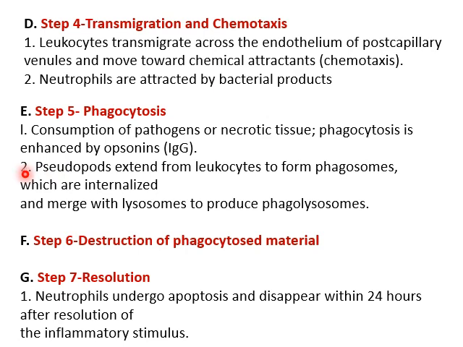Number 2, pseudopods extend from the leukocyte to form phagosomes, which are internalized and merge with the lysosome to produce phagolysosomes.